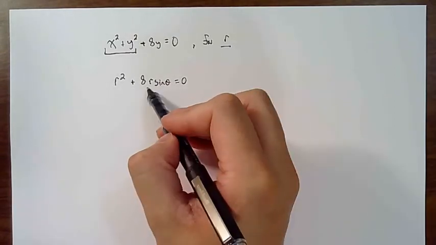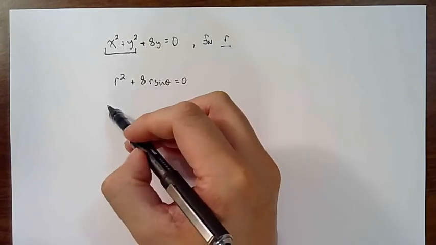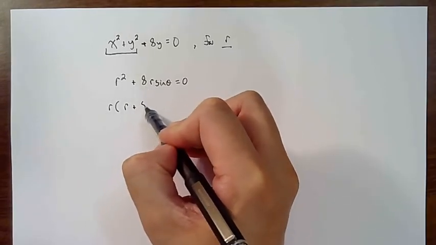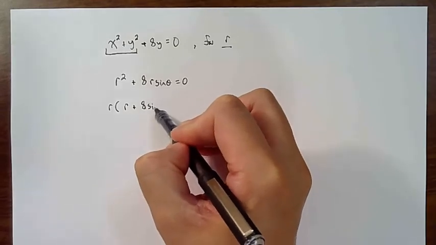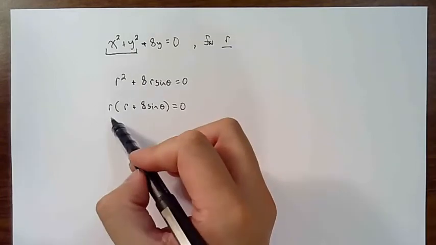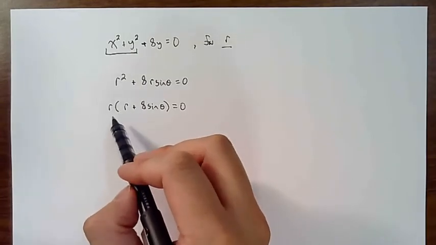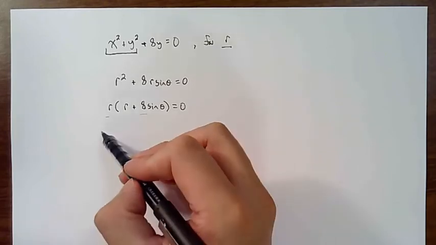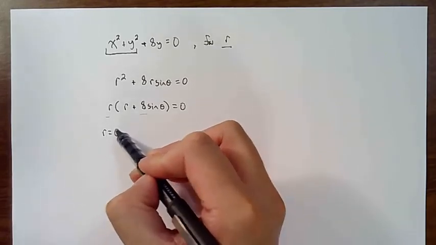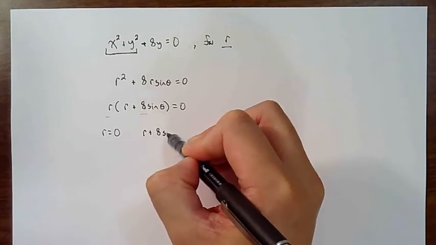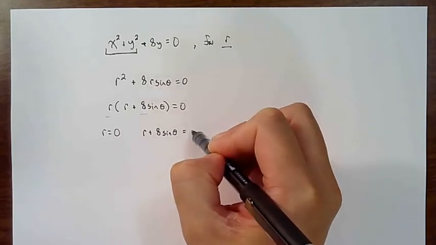So to factor out the r's, we can just factor one of them. That'll leave an r plus 8 sine theta equals 0. Now, this is just like any other factored terms. Either this is 0 or this is 0, since this product is 0. So we get either r is 0 or r plus 8 sine theta is equal to 0.